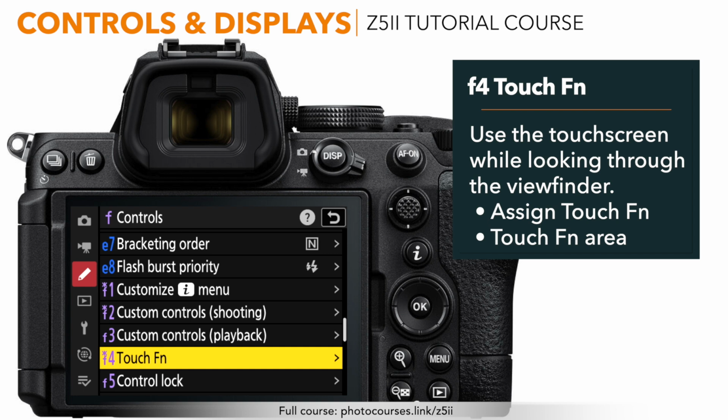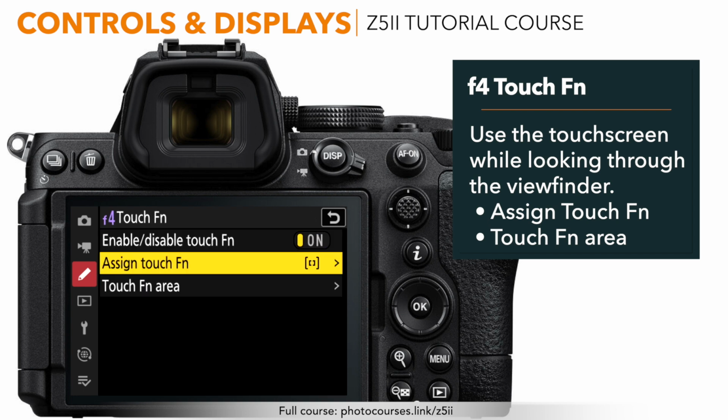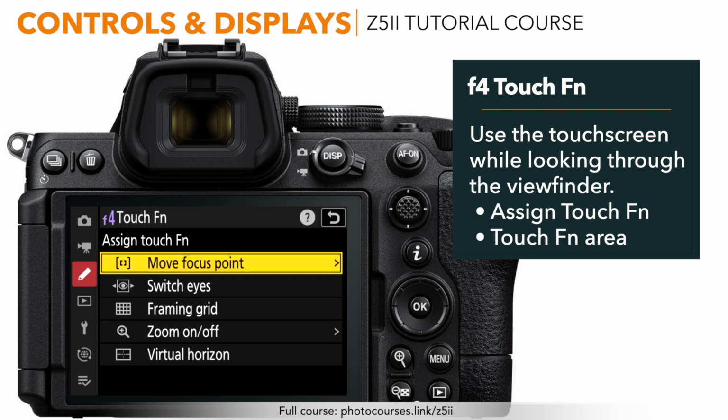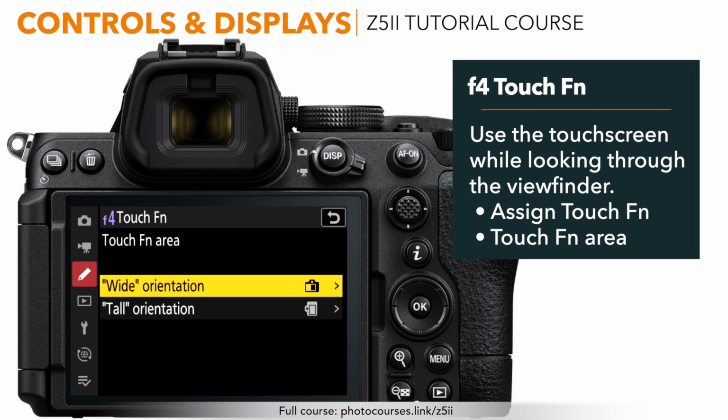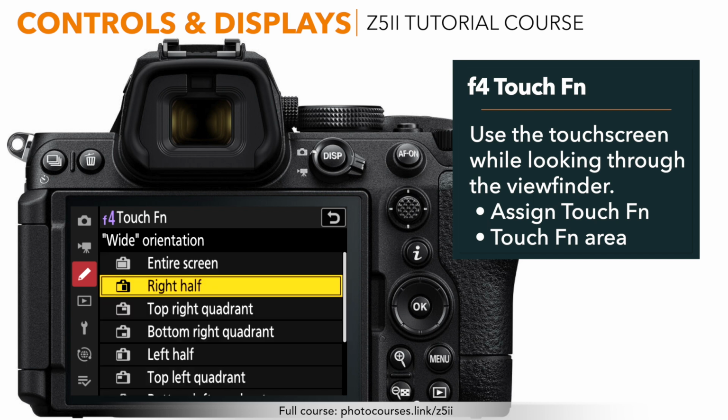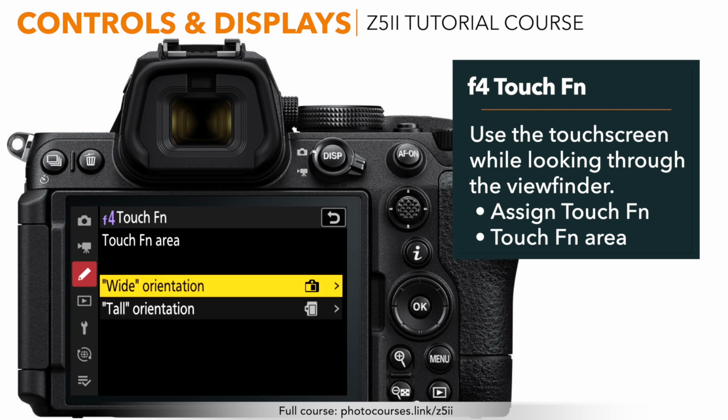You can also use the monitor touchscreen as an additional control when looking through the viewfinder. We looked at that in the focusing lesson, but remember that's going to be in the Custom Settings F4 Touch FN menu. Assign Touch FN is where you'll choose what that touchscreen is going to do when you're looking through the viewfinder. And then Touch FN Area is going to set which area of the monitor is active for touch in both horizontal and vertical orientations.